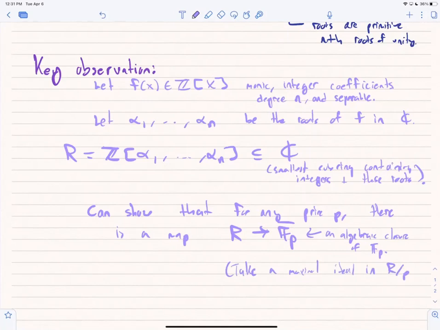It's going to give you an algebra, like a finite extension. So R mod p mod M is a finite extension of F_p. And the point is this extension is going to be generated by the elements α_1 through α_n, which are all algebraic, so by the images of those elements in R mod p.